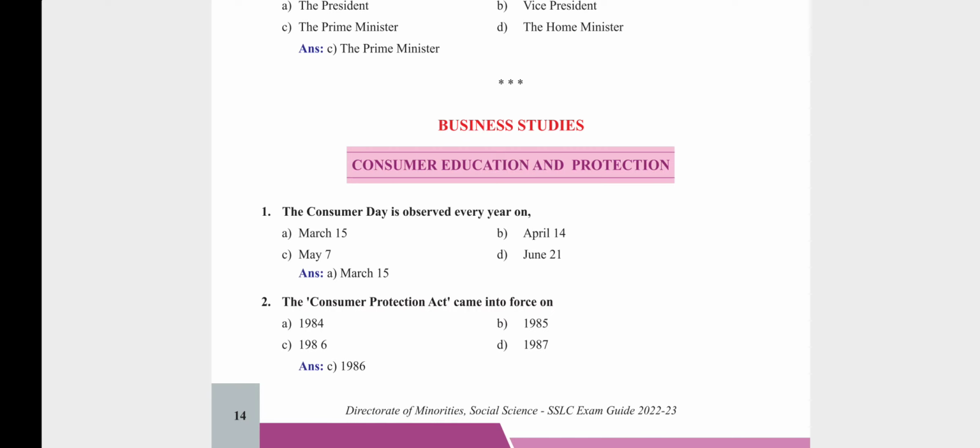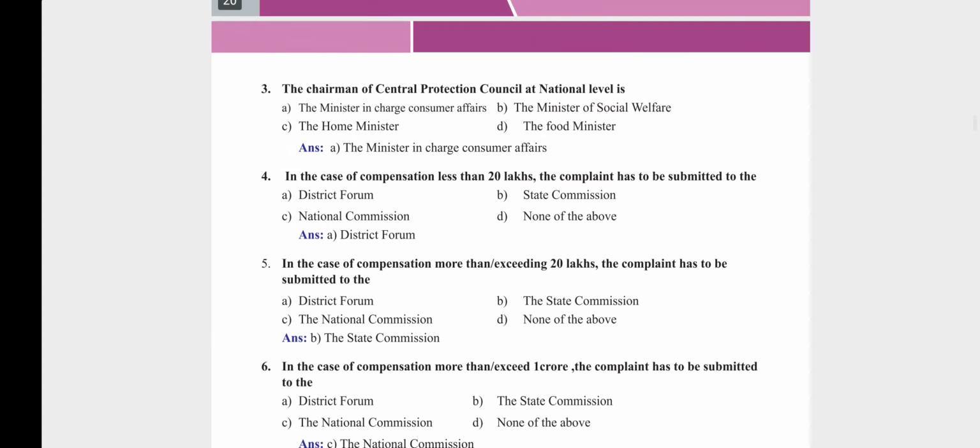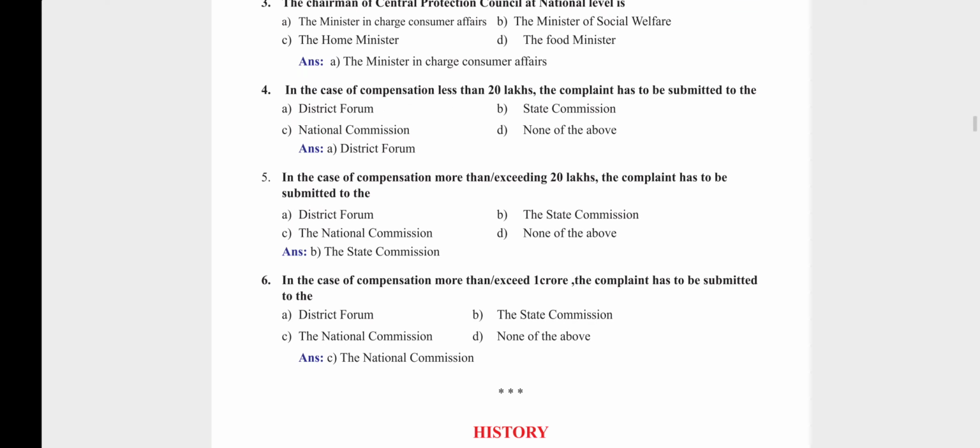The Consumer Protection Act came into force in 1986. The chairman of the Central Consumer Protection Council at national level is the Minister in charge of Consumer Affairs. In the case of compensation less than 20 lakhs, the complaint has to be submitted to the district forum. In the case of compensation exceeding 20 lakhs, the complaint has to be submitted to the State Commission. In the case of compensation exceeding 1 crore, the complaint has to be submitted to the National Commission.